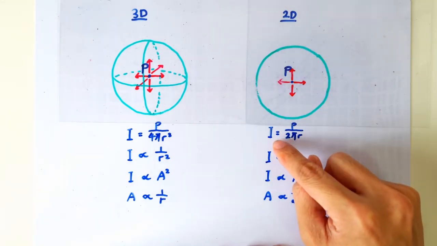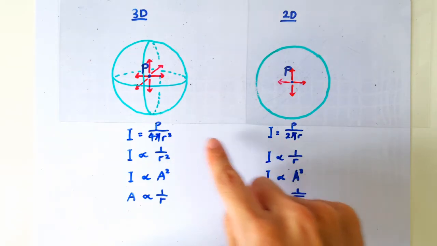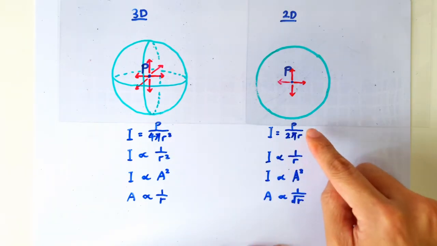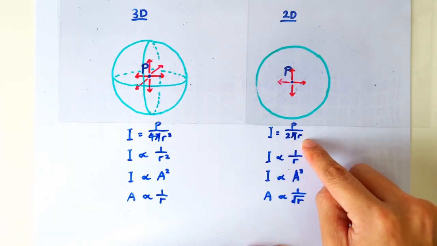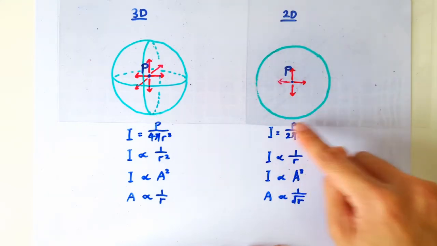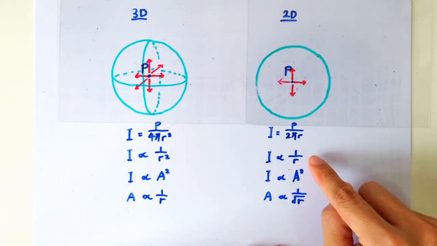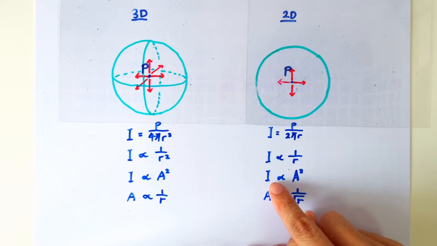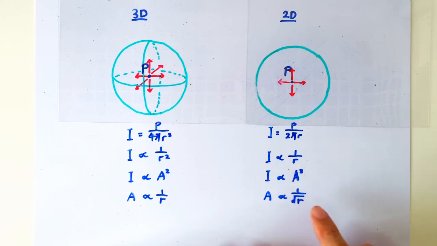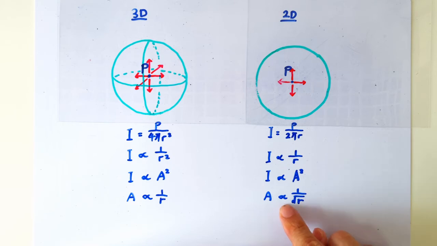So the intensity of a 2D wave is not written as P over 4 pi r squared, rather it's written as P over 2 pi r. 2 pi r is the formula for a circumference. That means intensity is proportional to 1 over r, coupled with the fact that intensity is proportional to A squared. We figure that the amplitude of a two-dimensional wave is proportional to 1 over square root of r.